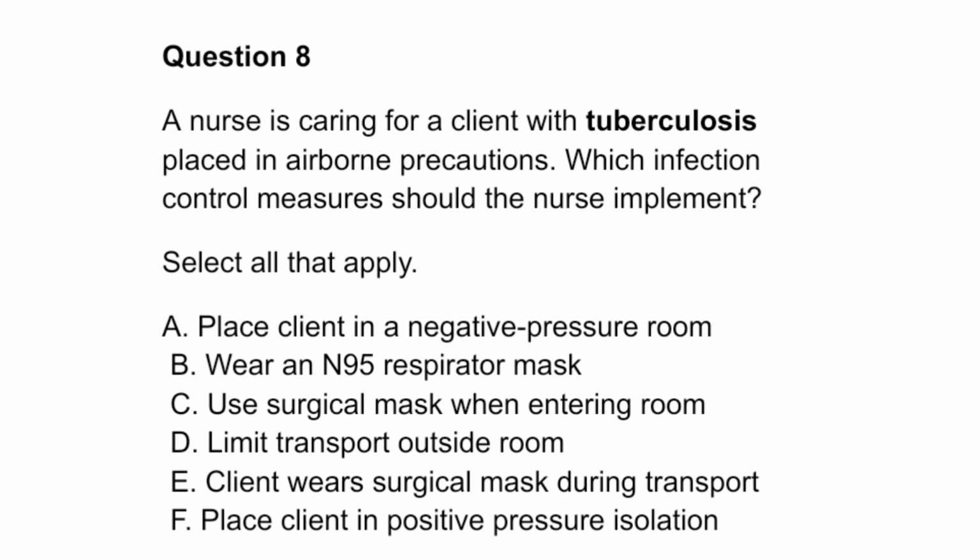Which infection control measures should the nurse implement? Select all that apply. A. Place client in a negative pressure room. B. Wear an N95 respirator mask. C. Use surgical mask when entering room. D. Limit transport outside room. E. Client wears surgical mask during transport. F. Place client in positive pressure isolation.